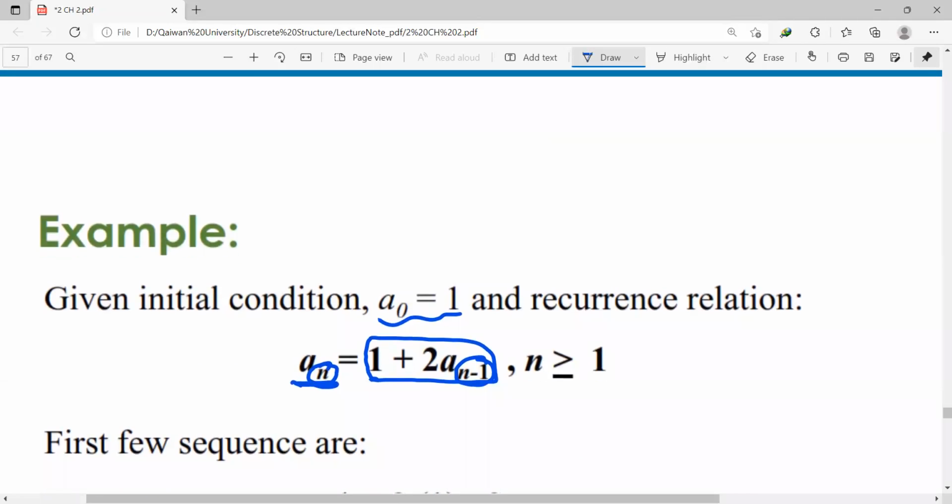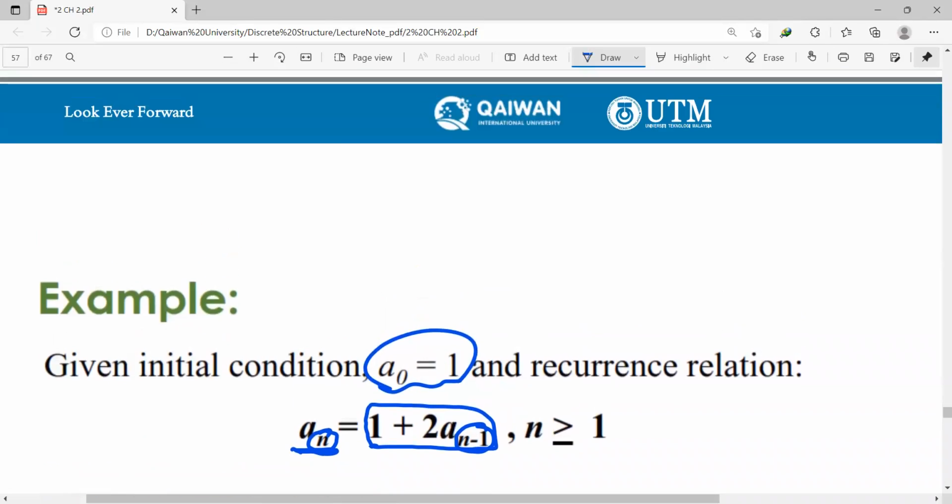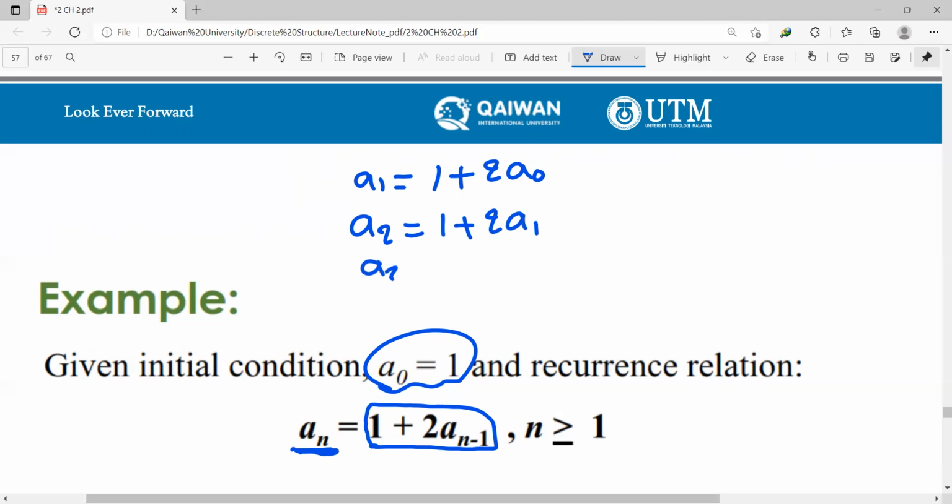Here, A0 is given, and A1 equals 1 plus 2 times A0. That means each one depends on the previous one by multiplying by 2 and then adding 1. A2 equals 1 plus 2 A1. A3 equals 1 plus 2 A2. A4 equals 1 plus 2 A3, and so on.